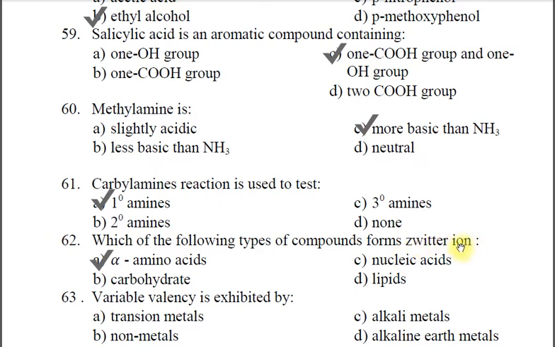Zwitterions carry both the negative and the positive charge at the same time. They can be cation or anion, and they are also called amphoteric substances. They can be negatively charged or positively charged depending upon the pH of the medium in which they are present. The amino acids form zwitterions because they contain both the carboxyl group and the amino group.